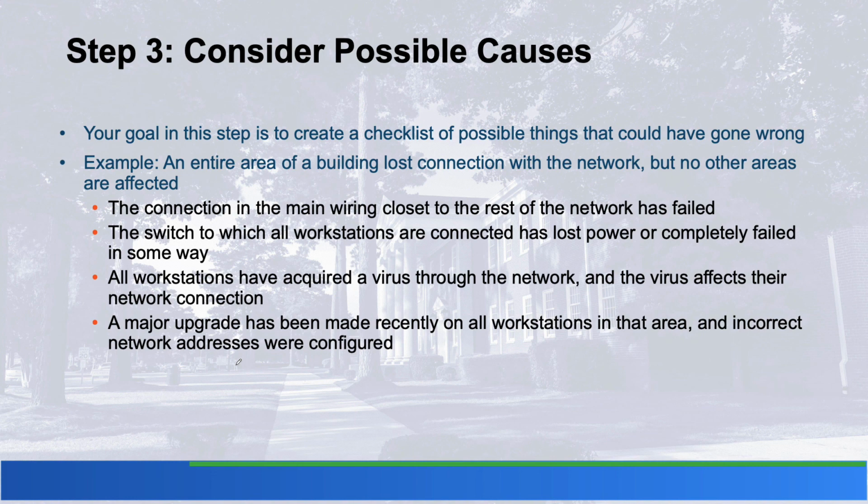So you start thinking the connection in the main wiring closet has failed. The switch to which all workstations are connected has lost power or failed. All the workstations have acquired a virus. A major upgrade has been made recently to all the workstations, and incorrect network addresses were configured. So you came up with 4 possible causes. Once you do that, you start ranking these on the probability, right?